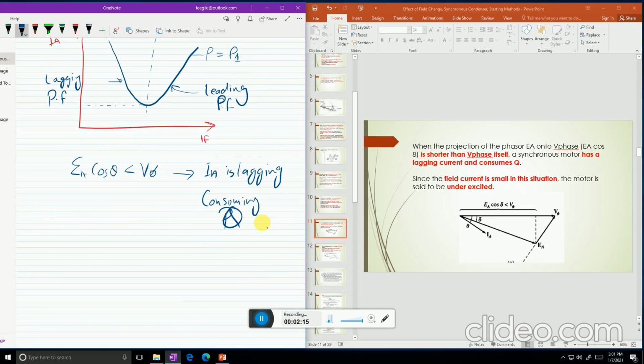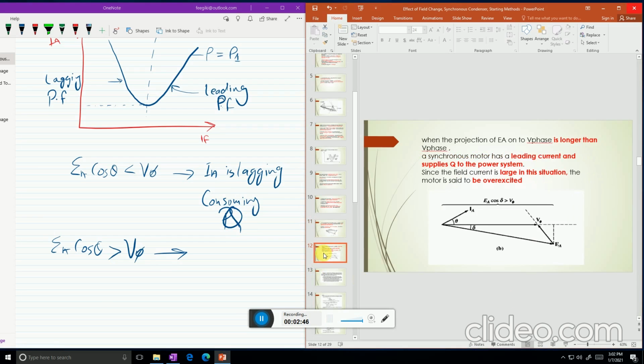Consuming reactive power Q. So when EA cos theta is less than V phase, that is, when its projection is smaller than V phase, since the field current is small in this situation, the motor is said to be under excited. At this condition, when IA is lagging and the motor is consuming reactive power, the motor is called under excited.